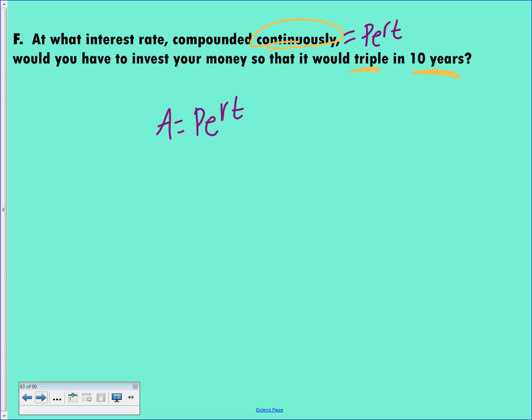Well, what do I know? Well, I know that my 10 years, that's going to be my time. And I know I want it to triple, but I don't know the rate, and I don't know how much money I have. Well, that's not helpful. But I do know that P is how much I started with, right? P is my starting amount. So if I started with P and I want it to triple, I think it would be okay to say my ending amount will be 3 times P, because it's going to triple. Now I still have e. R is what I don't know, but I know my time is 10. So I've got 3P equals P e to the r times 10.